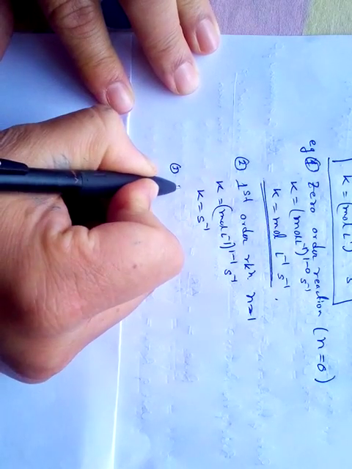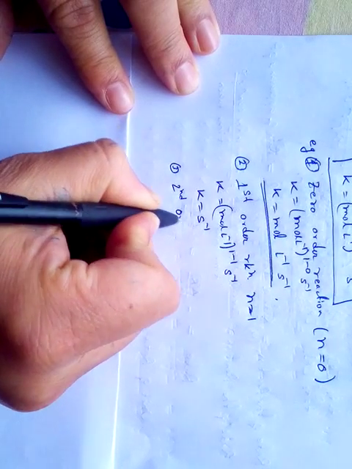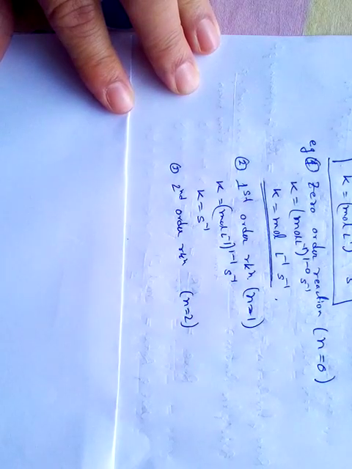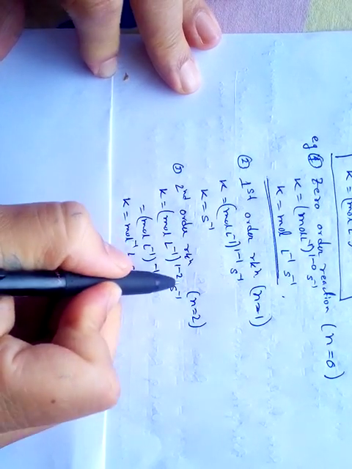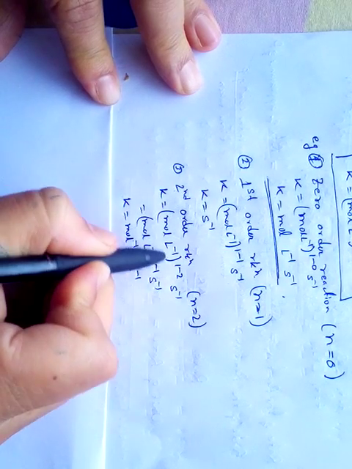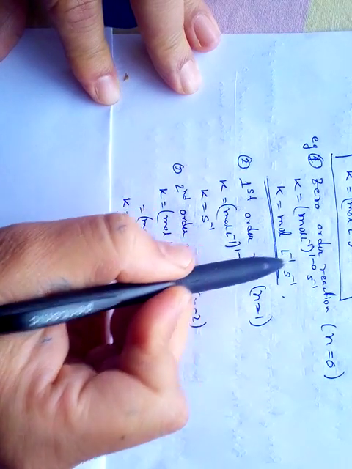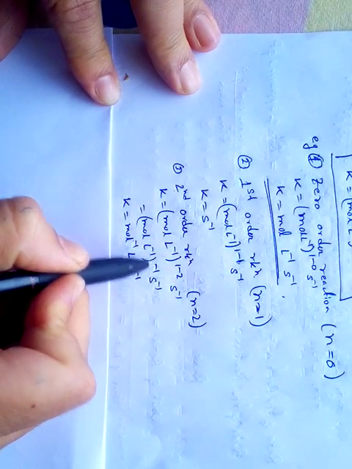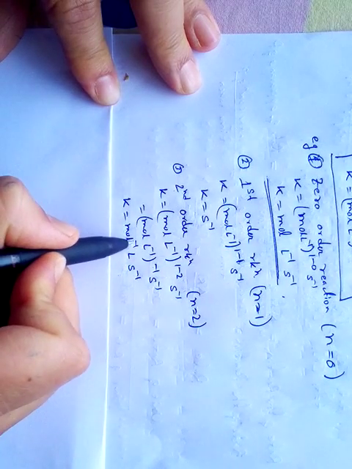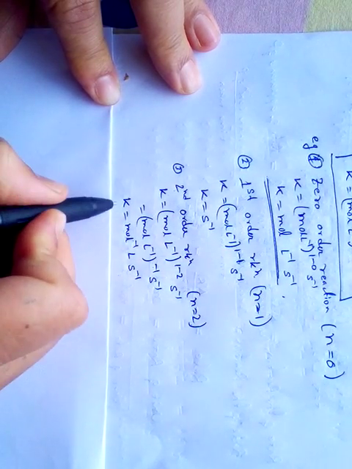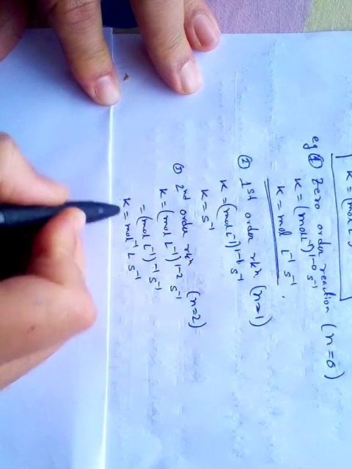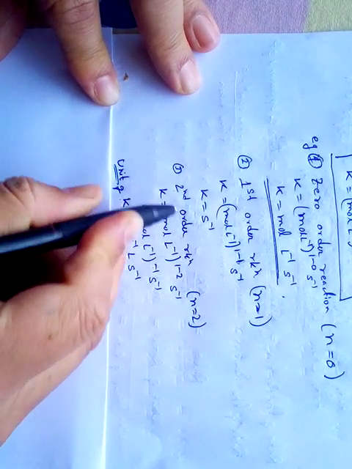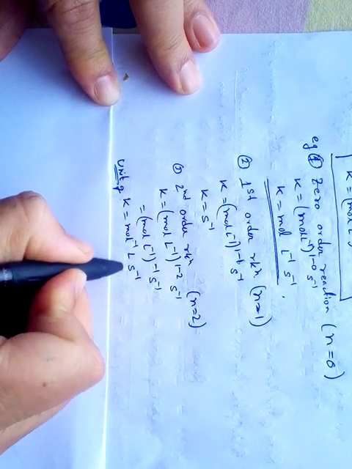Number 3, second order reaction. Here n equals 2. Substituting n equals 2, 1 minus 2 is minus 1. So the power is minus 1, and moving it out of the bracket, the unit of the rate constant k for a second order reaction is liter per mole per second.